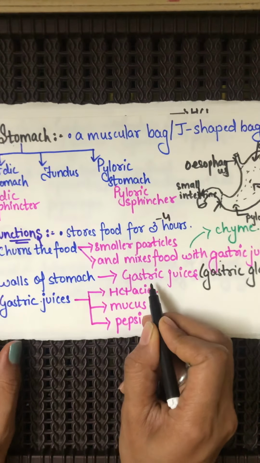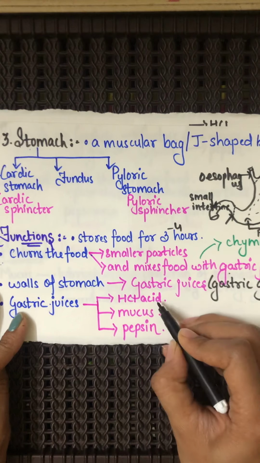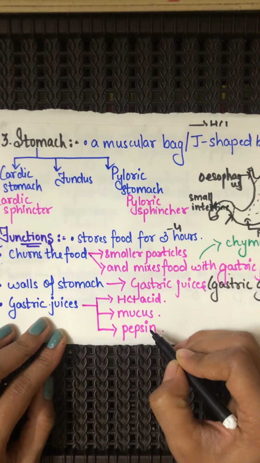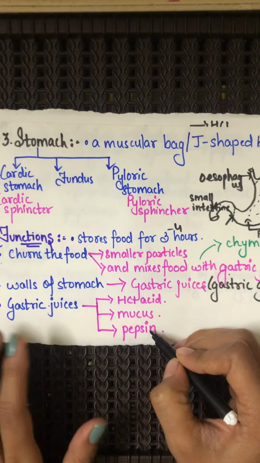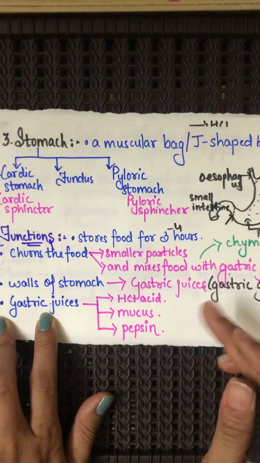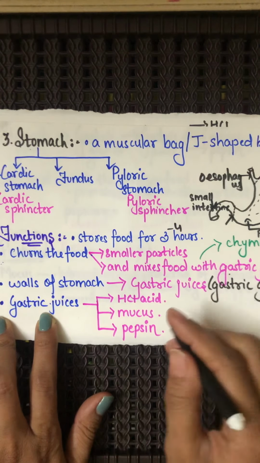Fine. Now, what are these gastric juices? What is being secreted from our stomach? The gastric juices are a mixture of HCl acid, that is hydrochloric acid, mucus and pepsin. What is being secreted by the wall of the stomach? That is HCl, mucus and pepsin.